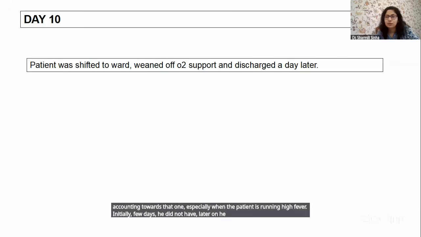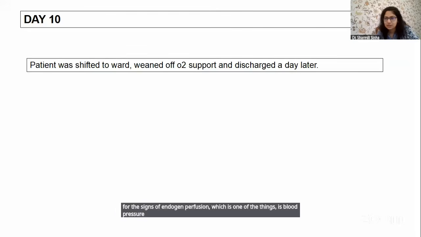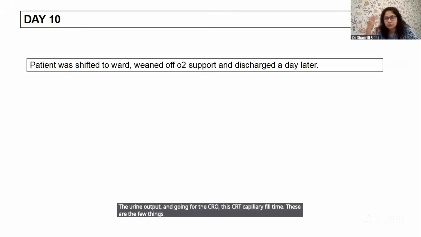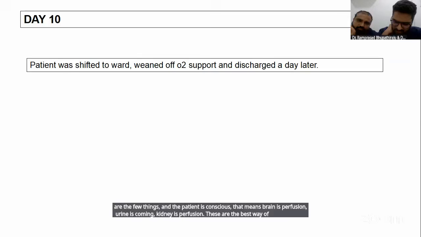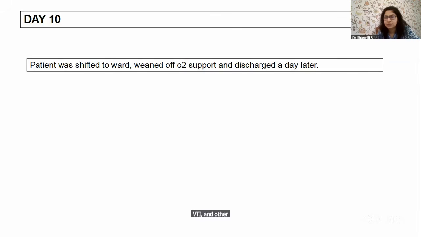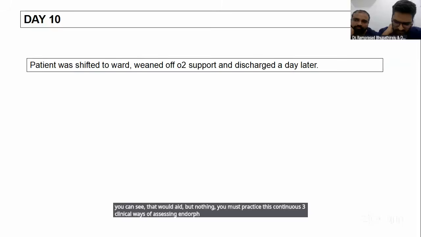So in these cases, look for signs of end organ perfusion. One is blood pressure, but in this case the patient has essential hypertension. Then urine output, and capillary refill time, CRT. The patient is conscious, which means the brain is perfusing, urine is coming, the kidney is perfusing. These are the best ways of assessing end organ perfusion at the bedside. And if you're well versed with focused echo, VTI, and other direct or indirect dynamic indices of perfusion, that would aid. But you must practice these three clinical ways of assessing end organ perfusion at the bedside.